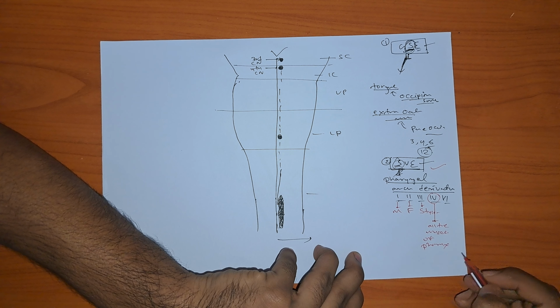And the sixth pharyngeal arch gives rise to all the muscles of the larynx except cricothyroid. Okay, except cricothyroid. So now we'll discuss how this column is related to this one.